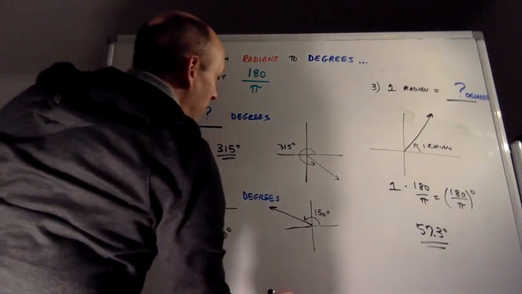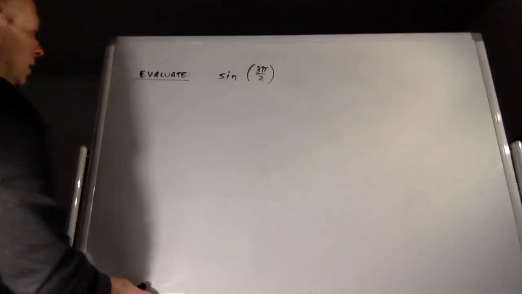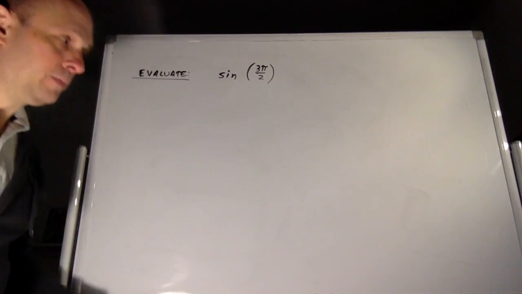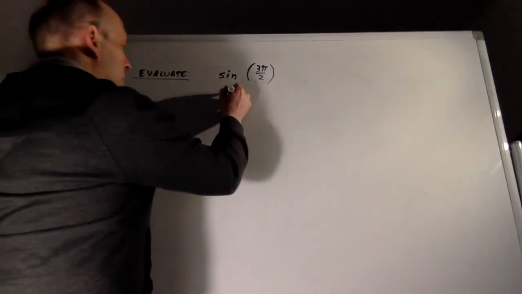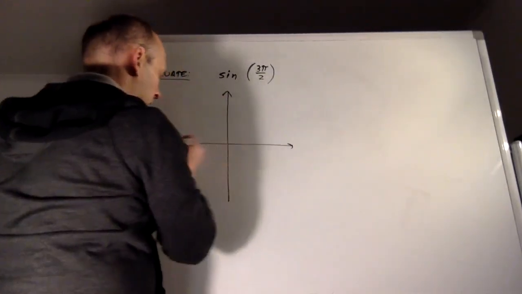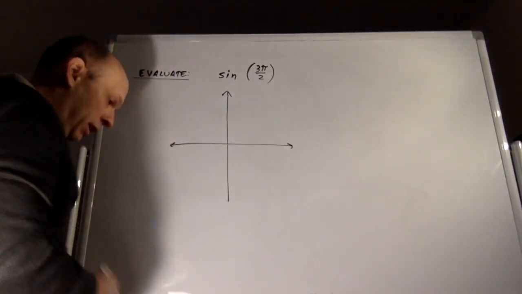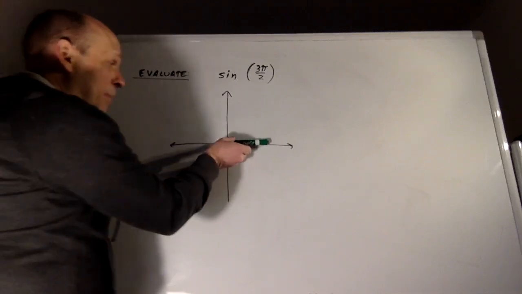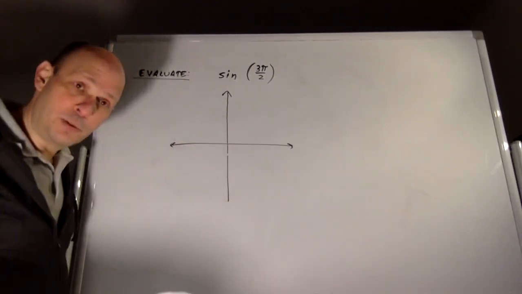Okay, last question. Let's say we had to evaluate the sine of 3 pi over 2. Okay, as we know, we always begin with a picture. So let's do the picture. And obviously our first challenge is to figure out where 3 pi over 2 radians is. So I can count by pi over 2s, right? Because pi over 2 is 90, right?